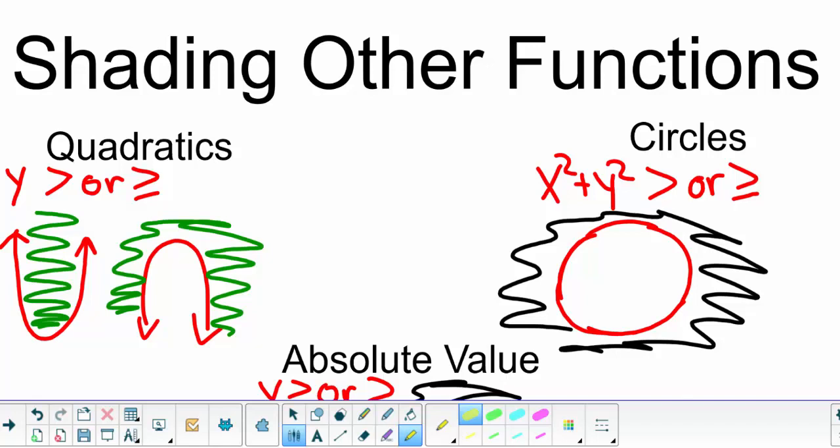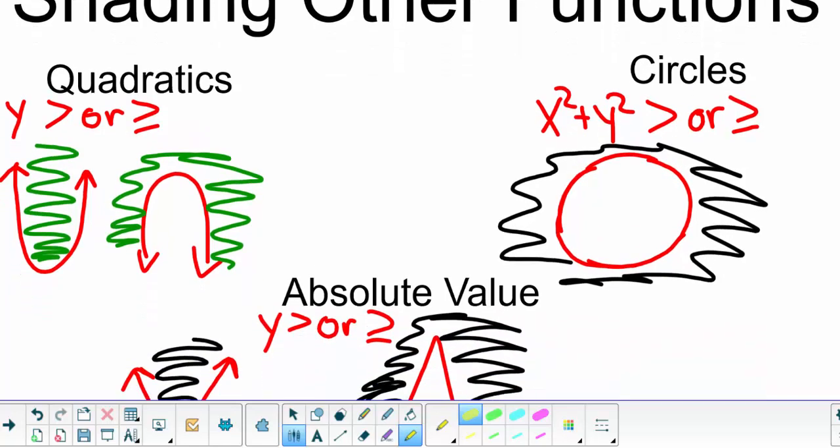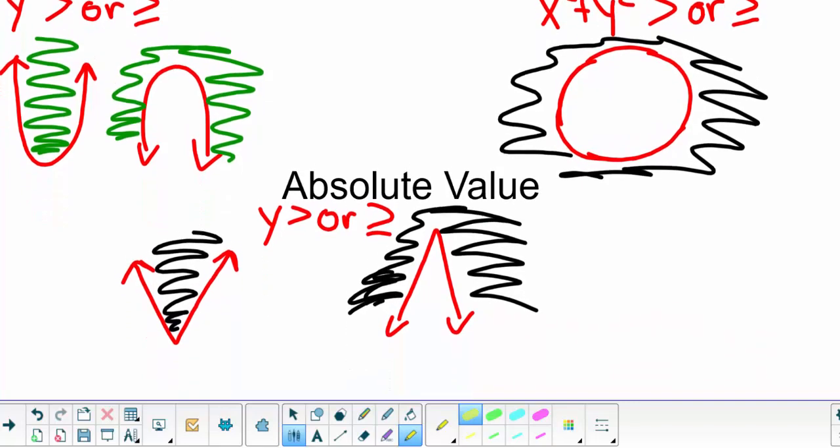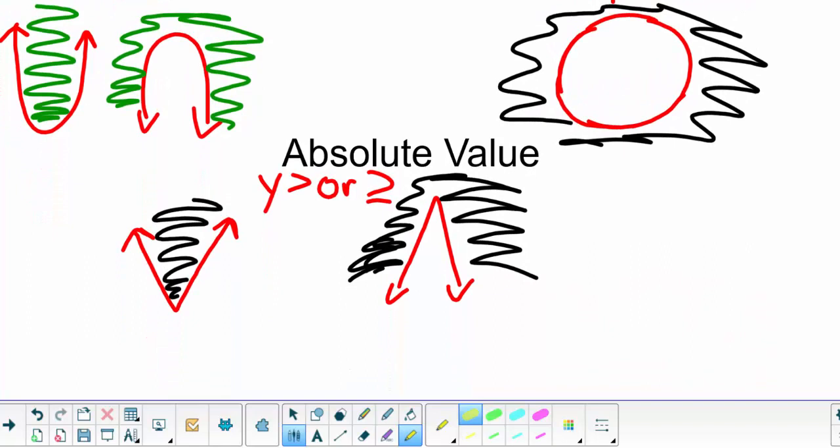So we might see some other functions that we need to shade as well, or not functions in the circle's case. So for quadratics, if it's greater than and it's opening up, you want to shade on the inside. If it's opening down, you shade on the outside. And for circles, for greater than, you shade on the outside. Less than would be all the smaller circles on the inside, right? And then absolute value is just like quadratics. If it's greater than and opening up, you would shade on the inside. If it's greater than and opening down, you would shade on the outside, and you would flip that around if it was less than.